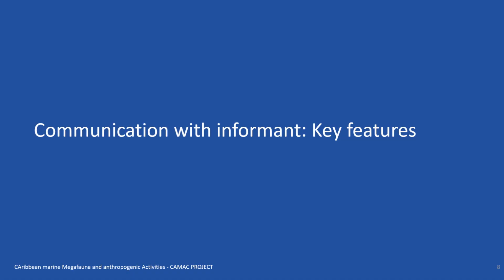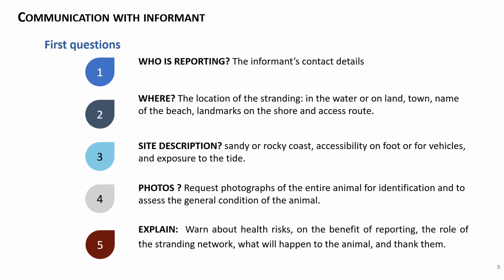And now we are going to talk about the communication with the informant, key features. The first question is who is reporting. The informant contact details, we need that. Where? The location of the stranding in the water or on the land, town, name of the beach, landmarks on the shore and access road.